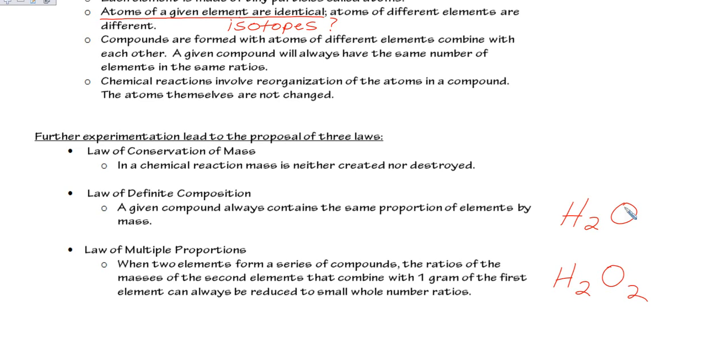Although we can join the same elements in different ratios. That's the law of multiple proportions. This is a wordy definition for the law of multiple proportions. I just think of it as you can join the same elements in different ratios. But be aware that the existing compounds then will have different properties. Water and hydrogen peroxide do not have the same properties.